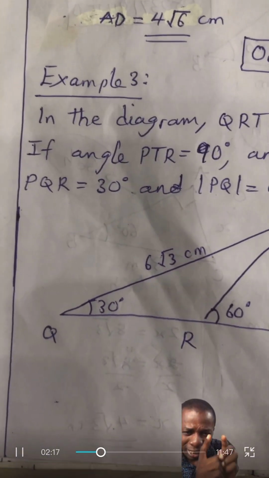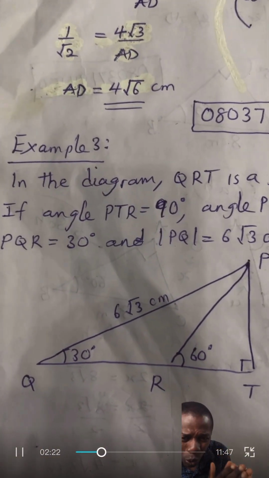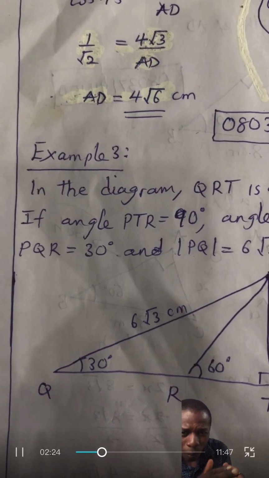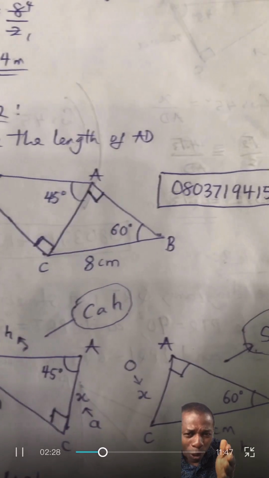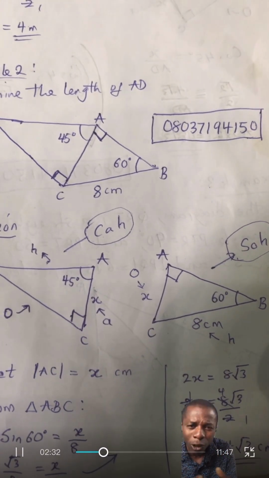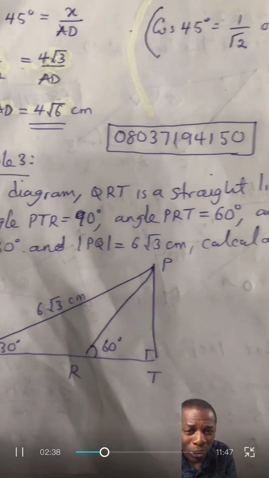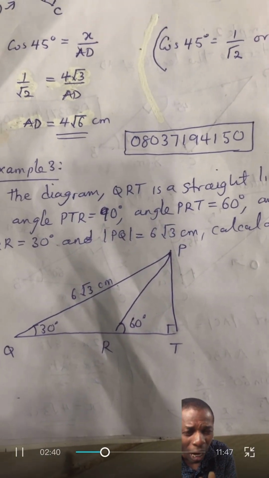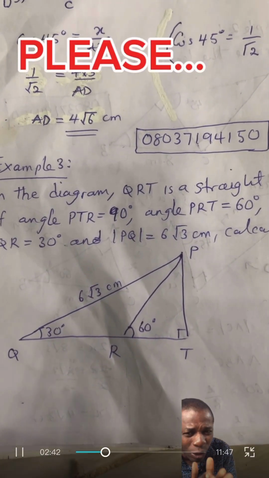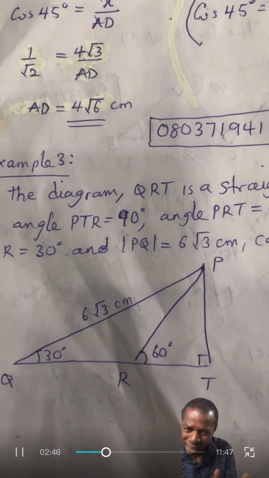Remember what I said in example 2, that when you have a shape that has two or more triangles, after splitting them, there will be a common side. And the common side is very useful. At times, the value of the common side will be given, and at times, the value of the common side will not be given. So, if the value of the common side is not given, I will advise you to find the value of that common side, because it will be used to find the other side.